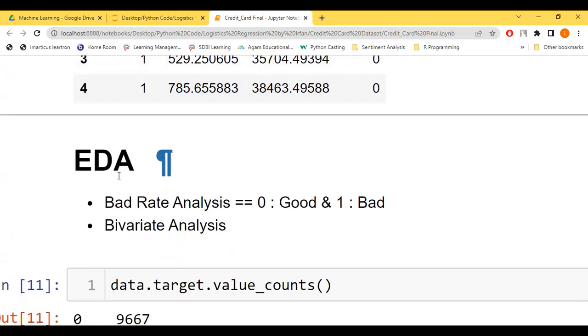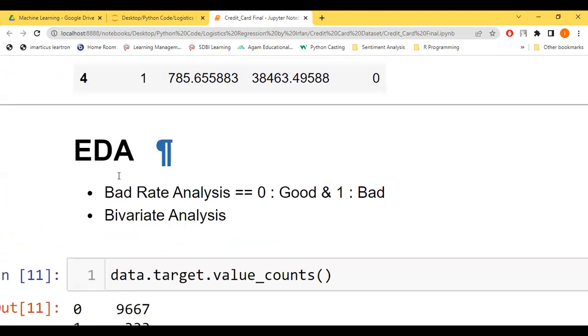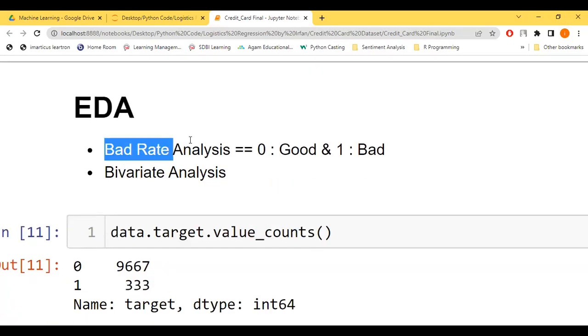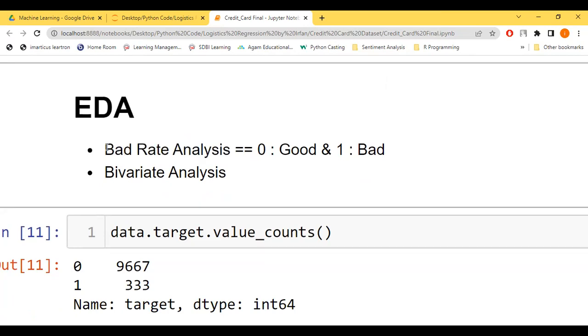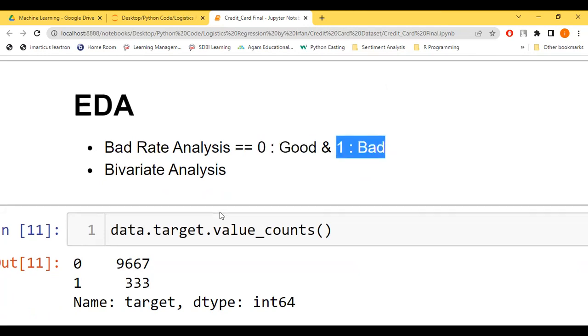Next, we move to EDA. EDA is a part of checking missing values, checking outliers, making graphical analysis, and also the bad rate. So first I do the bad rate. Bad means bad customer, rate means percentage. How many bad customers do we have? Okay, 0 indicates good, 1 indicates bad.